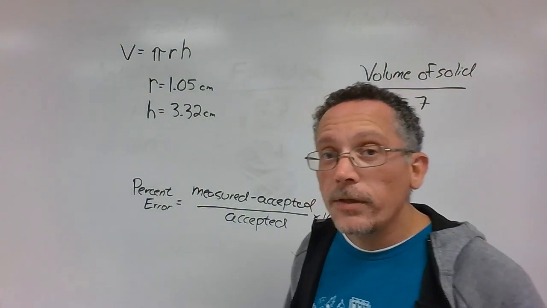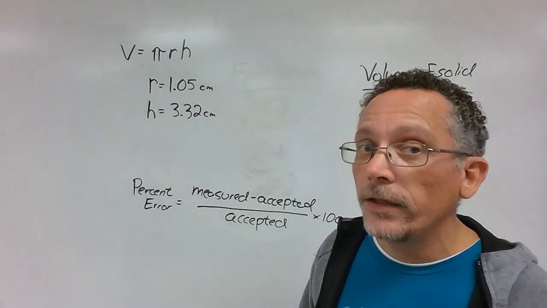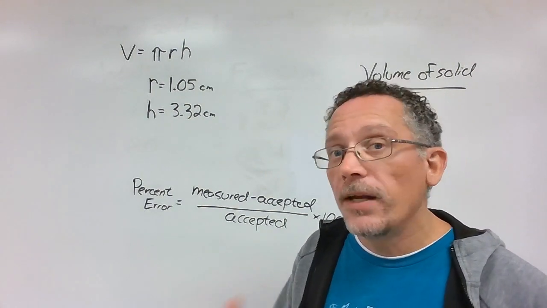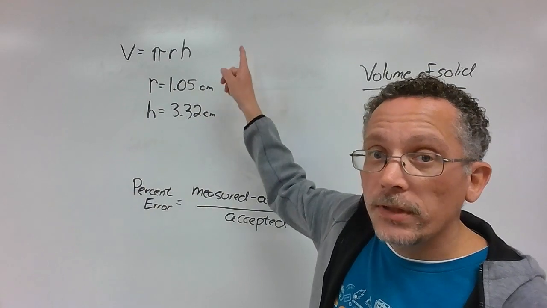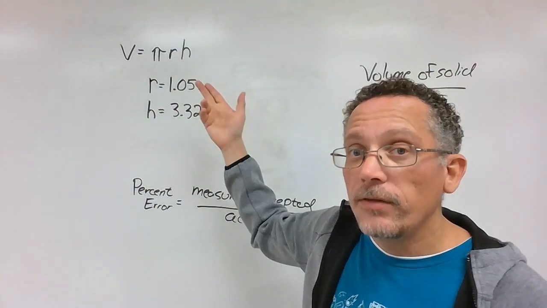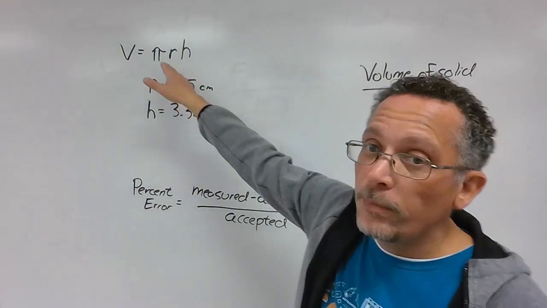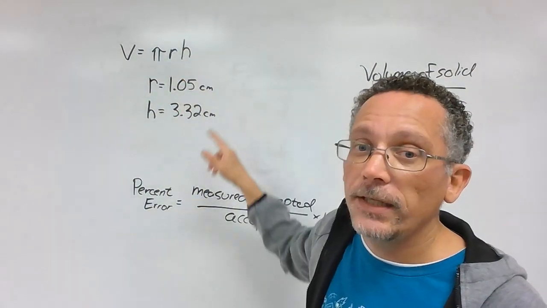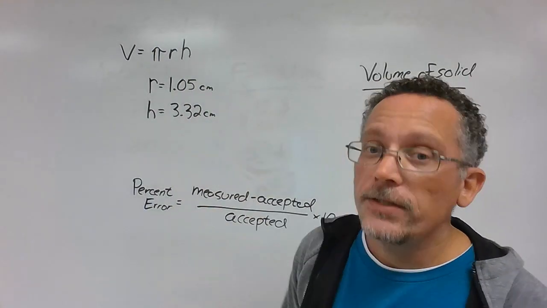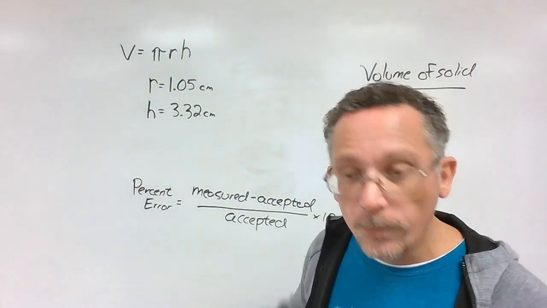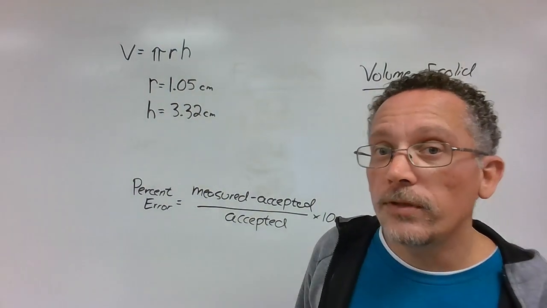All right, on question number 2, it tells us that the numbers they gave us in question 1 were based on some kind of metal cylinder. What it wants us to do is use what we know about geometry to find the volume of that metal cylinder. Now, the formula to find the volume of a cylinder is pi times the radius squared times the height. It gives us the radius is 1.05 centimeters, and the height is 3.32 centimeters, and of course we know pi is about 3.14.